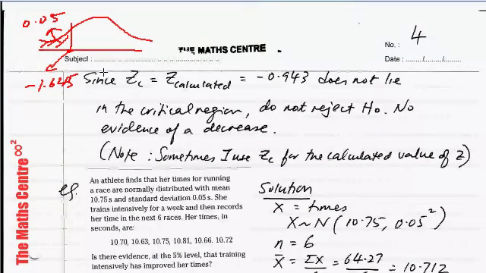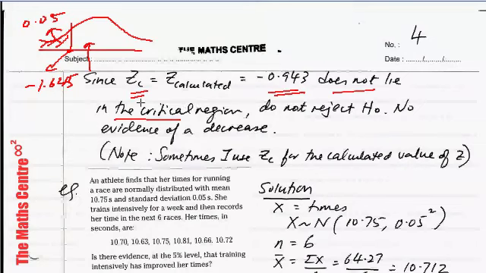Okay, the Z value that we calculated, take note, sometimes I write it as ZC, yeah? That means Z calculated. The Z calculated, we found the value to be negative 0.943, and 0.943, I'll repeat, negative 0.943 is here. Okay, it does not lie in the critical region.